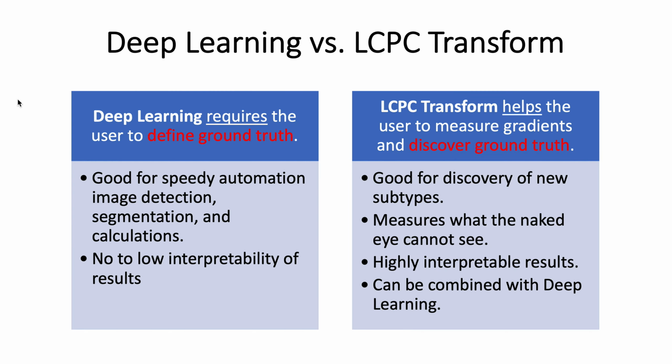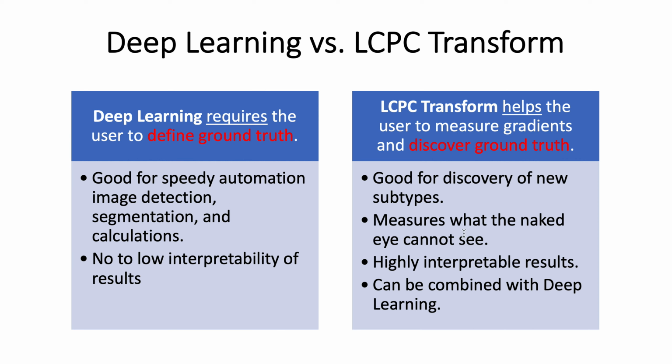Lastly, I want to point out the difference between deep learning and the LCPC transform, because this is a common question. Deep learning is great for rapid detection of images and shapes, and it requires the user to define ground truth, meaning if there are any subtypes that are outside of those defined categories, deep learning either won't see it or will ignore it. The LCPC transform, however, helps the user to define or discover new ground truth because it can measure very subtle gradients that the eye has a hard time assessing.